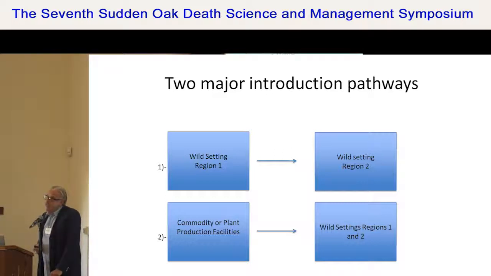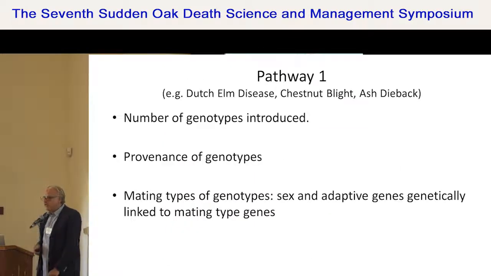But then the second pathway is a little bit more insidious. In the second pathway, a pathogen becomes established in a commodity or in a plant production facility, and then that commodity is responsible for spreading the pathogen both within the region where the commodity is and in between regions because of international trade habits of many industries.